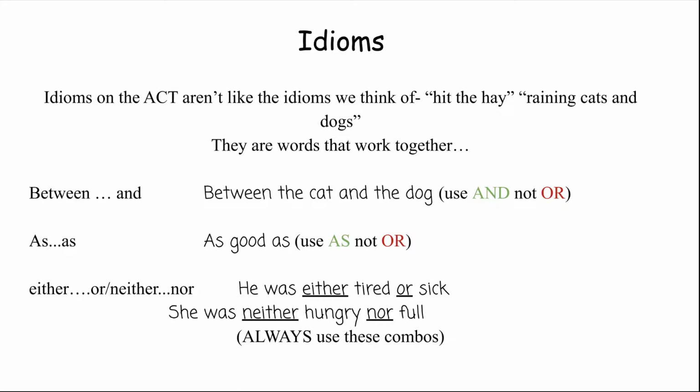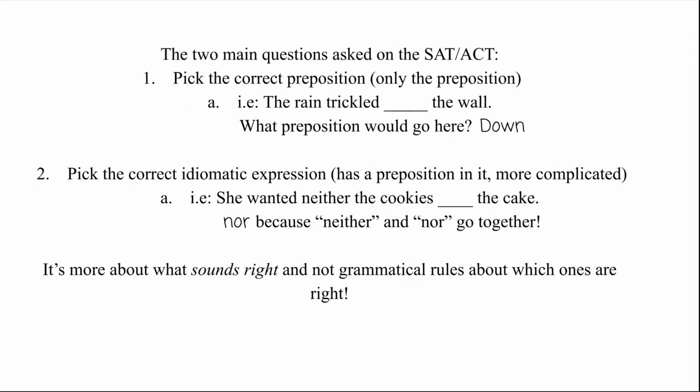So it's just really remembering which words go in place. These are some good ones to memorize. Just know that those will always go together and not a closely related word, like as versus or, which can be kind of tricky sometimes. So just memorize these and know when to recognize them on the test. Okay, so there are two main types of idiom questions asked on the SAT and the ACT. The first one, they're going to have you pick the correct preposition.